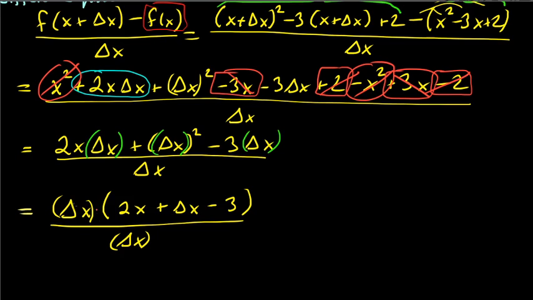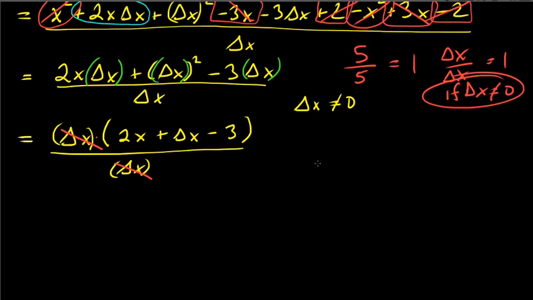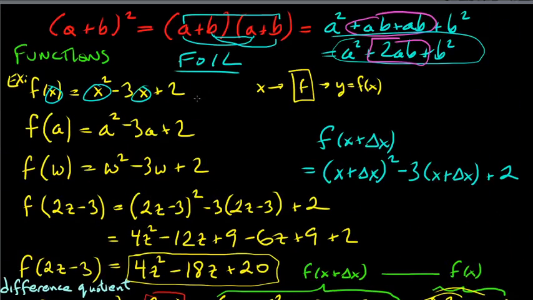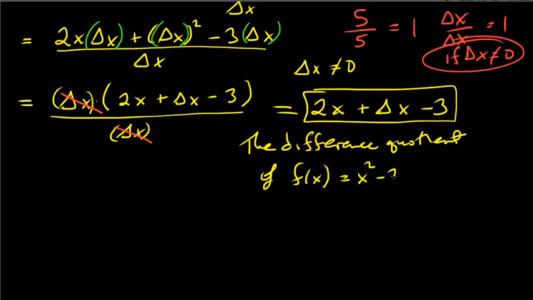And now delta x divided by delta x is 1. Is that clear, right? 5 divided by 5 is 1. In fact, anything divided by itself will be 1, as long as this delta x is not 0. And that's going to be important later. So we're assuming that delta x is not 0 here. But as long as it's not 0, then the answer is just 2x plus delta x minus 3. Okay, so that's the difference quotient of the original function. So let me remind you, this is the difference quotient of the function f of x, which was x squared minus 3x plus 2.